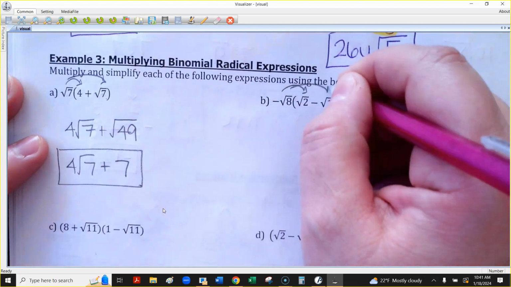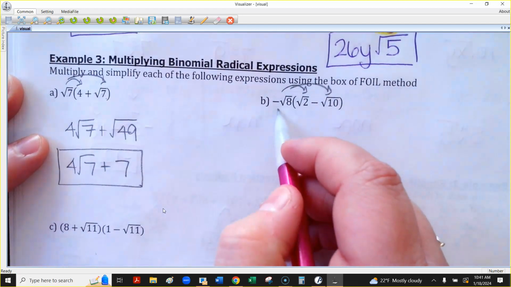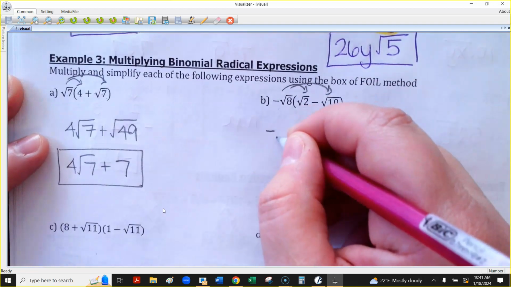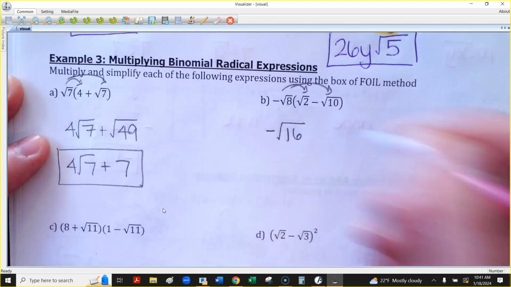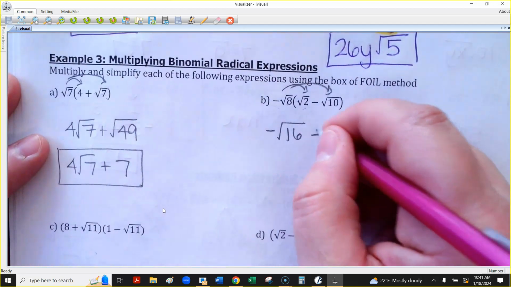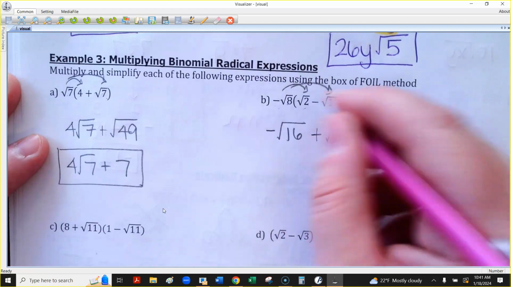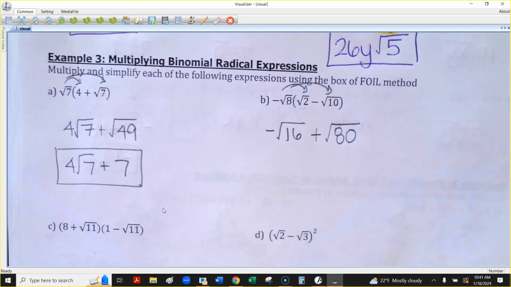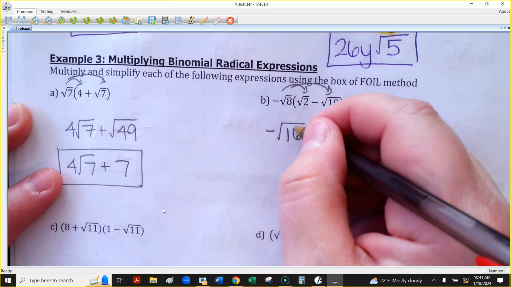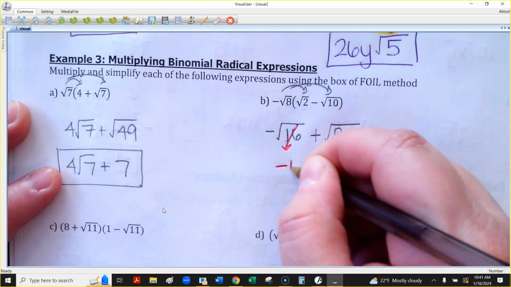All right, you can always multiply as long as they're the same type. These are all square roots. So negative root 8 times the square root of 2 would be negative out in front, 8 times 2, 16 underneath. Negative times a negative would be plus, and then 8 times 10 would be 80. The first term actually ends up being a nice perfect square. It does have a negative not underneath, so we can do it. It's negative out in front. This term would just become negative 4.